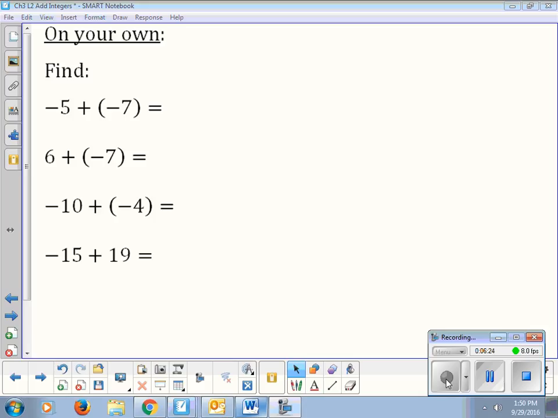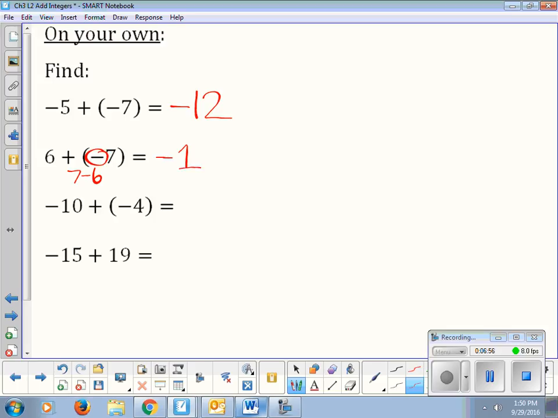If we look at the first one, negative 5 plus negative 7, same signs or different signs? Same sign, so we're going to add. What's 5 plus 7? 12, and keep our sign, which is negative. The next question, 6 plus negative 7, same signs or different signs? Different, so we're going to subtract. I'm going to take my bigger number first. What's 7 minus 6? 1, and we take the sign of our bigger number, which is negative, and we get negative 1.